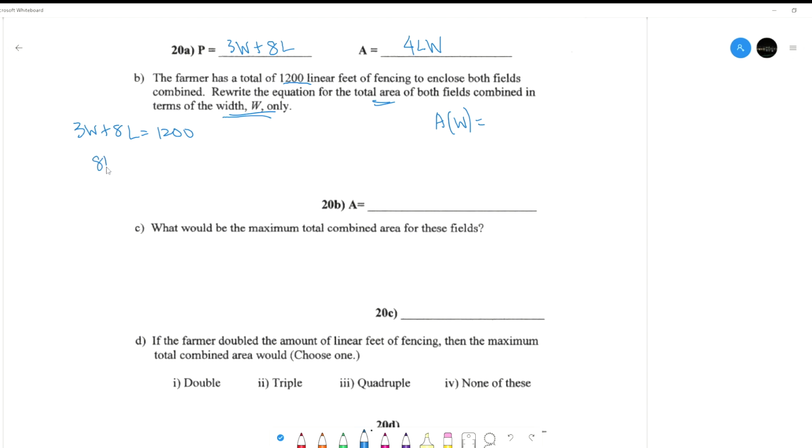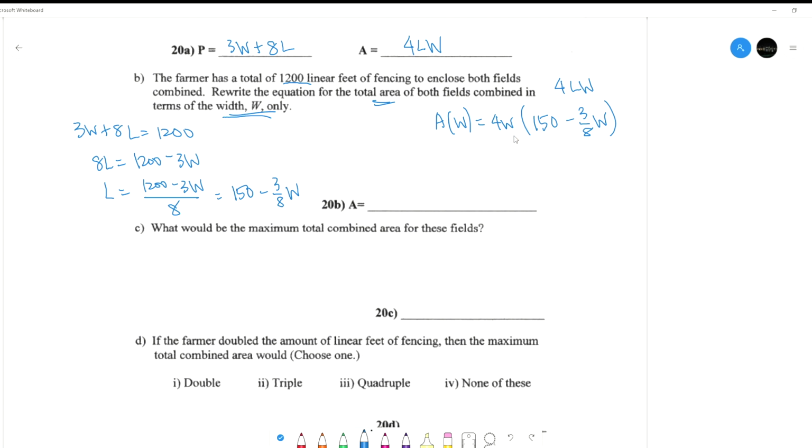So I'm going to do 8L is equal to 1,200 minus 3W, and then divide by 8. So 1,200 minus 3W over 8. So you could keep it like that, or you could separate this. You can write it as 150 minus 3/8 W. That's up to you. So that's what the length is equal to, right? And we said the area formula is 4LW. So instead of writing 4LW, I'm going to write 4W and then substitute my L in there that we just figured out. Just like that. So 4WL.